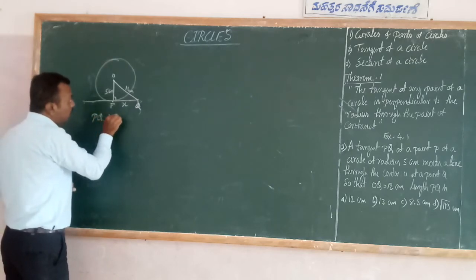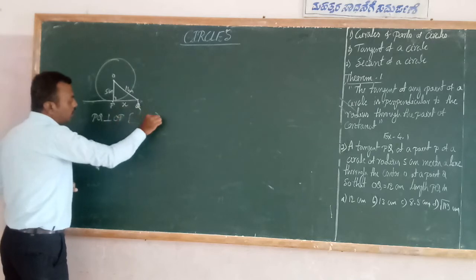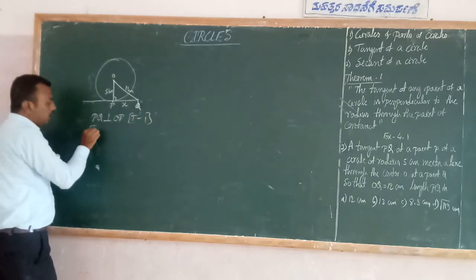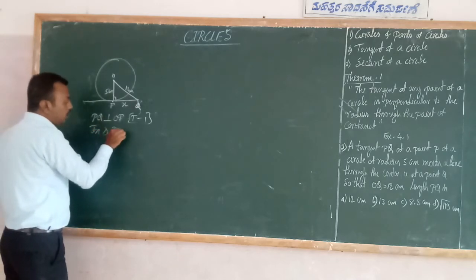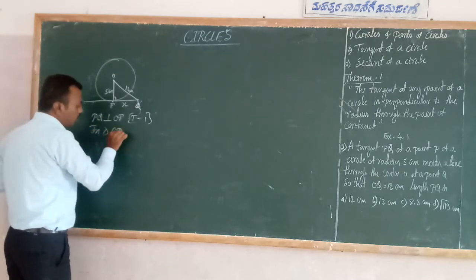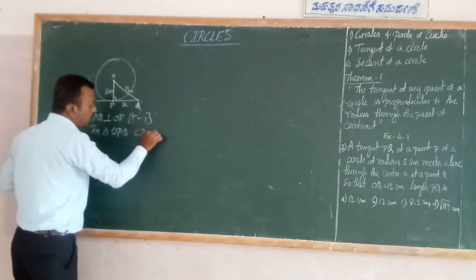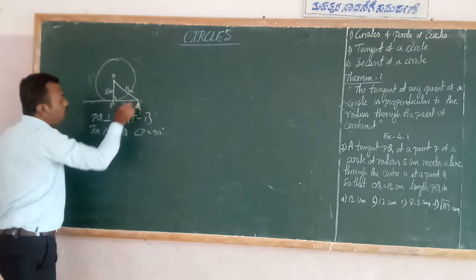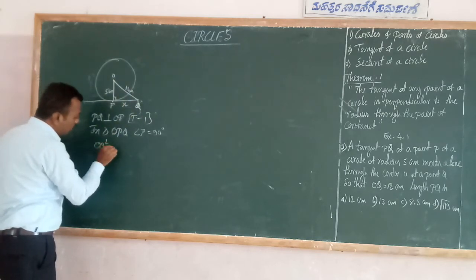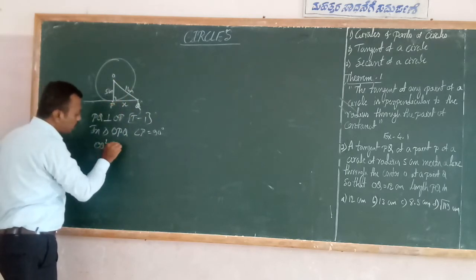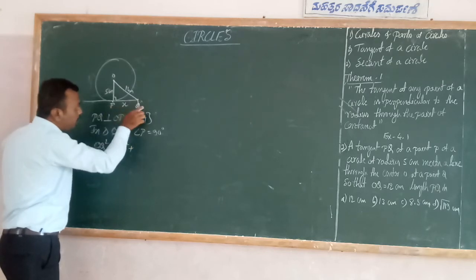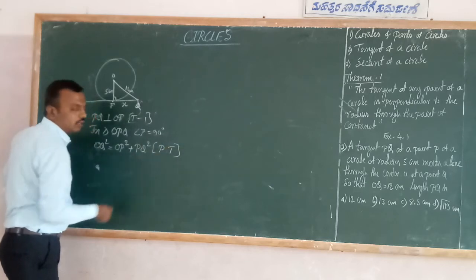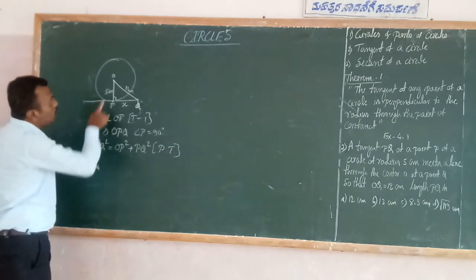PQ is perpendicular to OP because of theorem number 1. Then in triangle OPQ, angle P is equal to how many degrees? 90 degrees. I am using the Pythagoras theorem. OQ square is equal to OP square plus PQ square. This is the Pythagoras theorem.